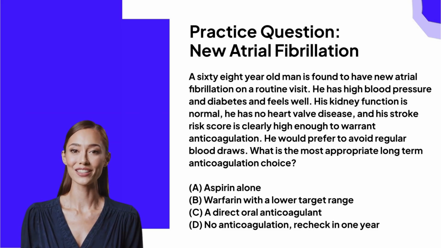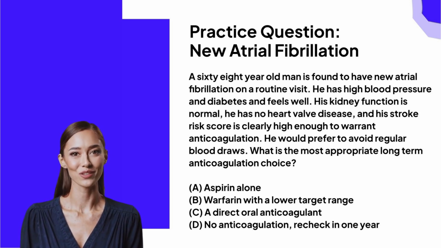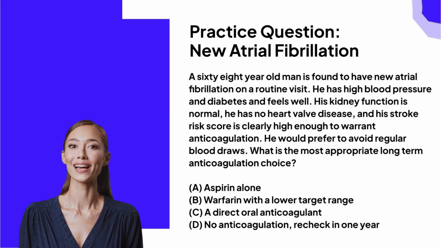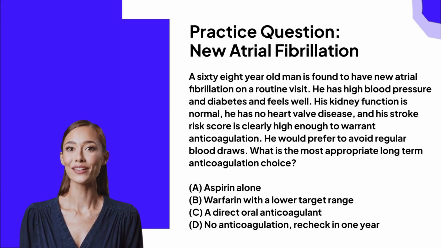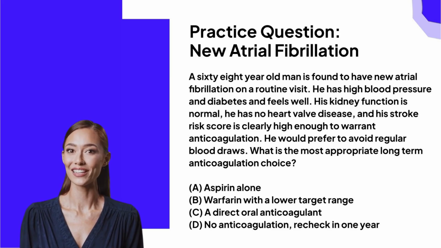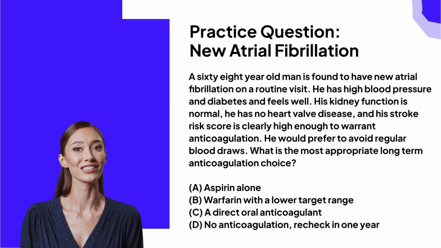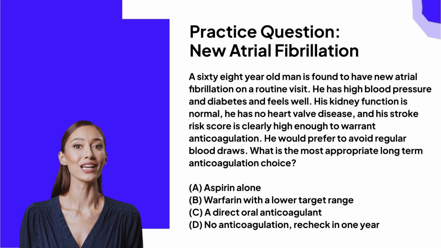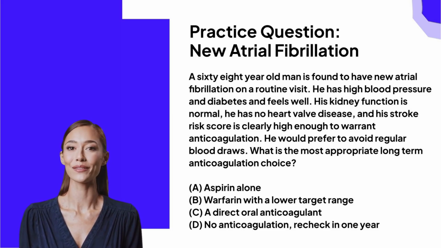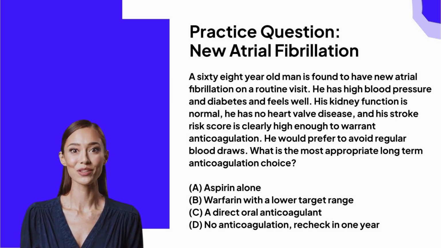Here is our second practice question, and it is all about direct oral agent selection for atrial fibrillation. A 68-year-old man is found to have new atrial fibrillation. He has high blood pressure and diabetes, which raise his stroke risk, and the STEM tells you that risk score is clearly high enough to warrant anticoagulation. Crucially, his kidney function is normal, he has no valve disease, and he would rather avoid regular blood draws. The question asks for the most appropriate long-term choice.